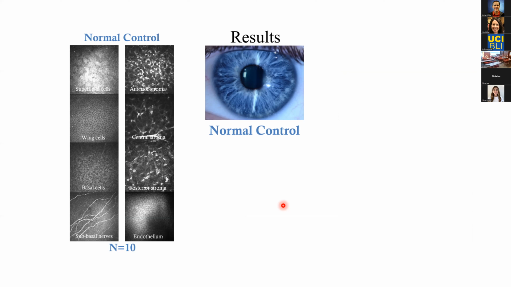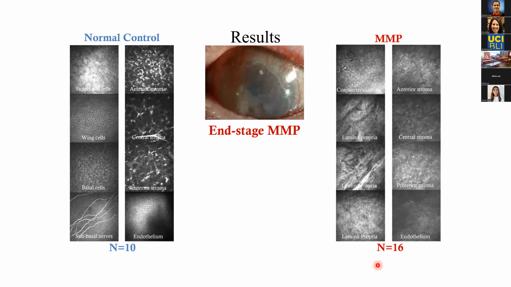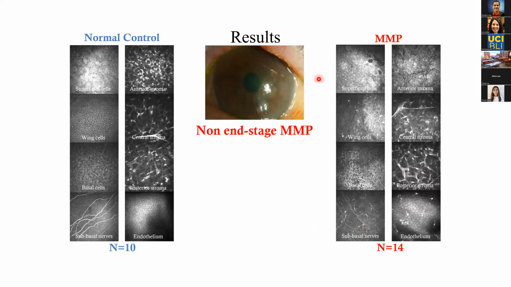So just to give you an example of a totally normal person on the left, compared to the mucous membrane pemphigoid affected eyes. We had 14 eyes in the non-end stage group, so stages 1, 2, and 3. And then we had 16 eyes in the end stage group. And in the end stage group, you really just lost architecture of any normal structures. You just see fibrosis, neovascularization, and you just really can't see much of anything. So we really couldn't even do any kind of analysis on these eyes. So most of it is on these 14 eyes in the non-end stage group.